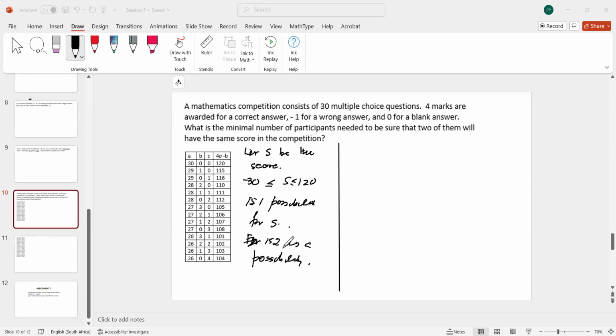All right. But now the question is, what is the minimal number? 152 is a possibility, but it could be that there are smaller numbers than 152 which will still ensure that you've got 2 people who have the same score. So the idea now is to find out what the possible scores are.